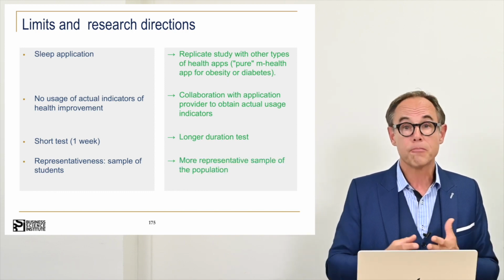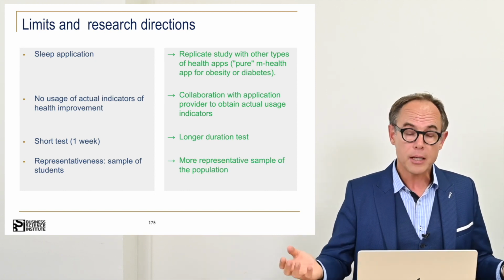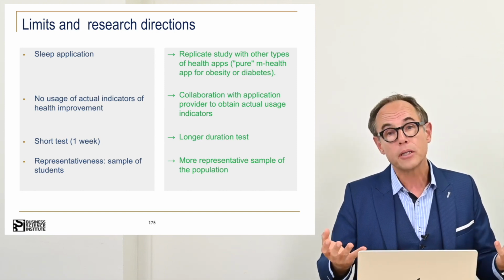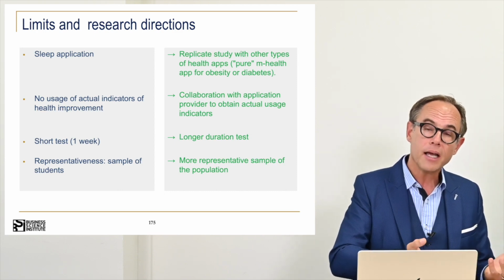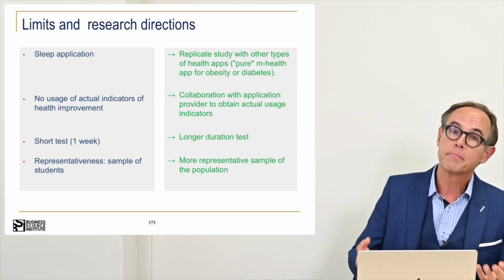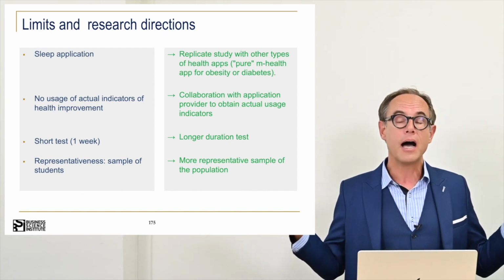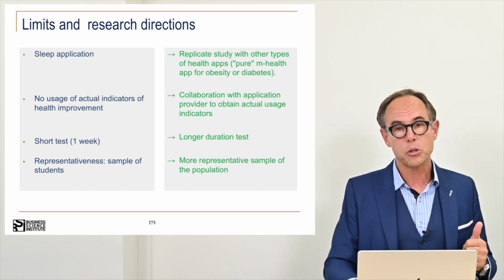And last but not least, we need more representative samples of the population, because we only worked with a student sample, even if students are the future target groups for all these technologies. So it's not a big deal in our publication, but it would be good to test our model with other more representative samples in France or other countries in Europe or other continents. So these are our limits and research directions.